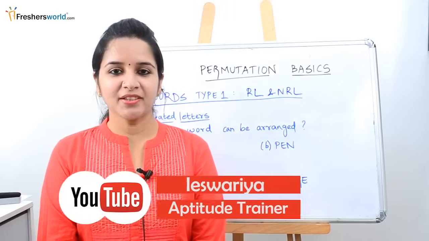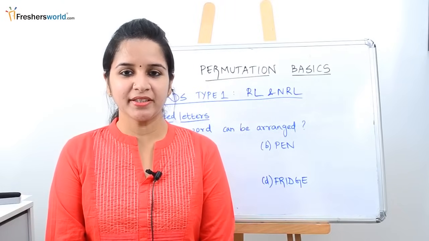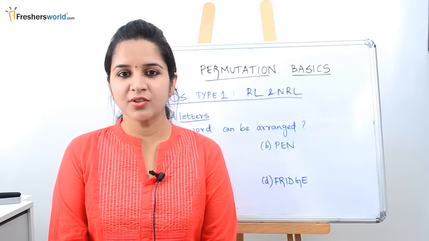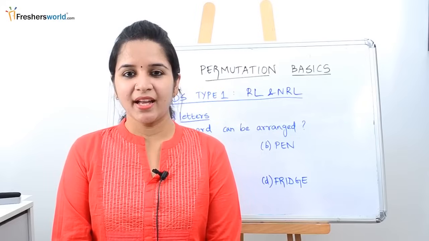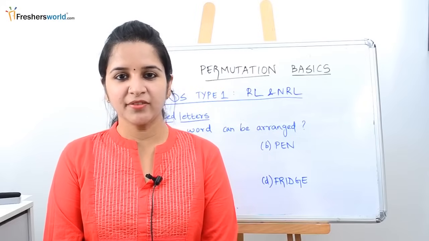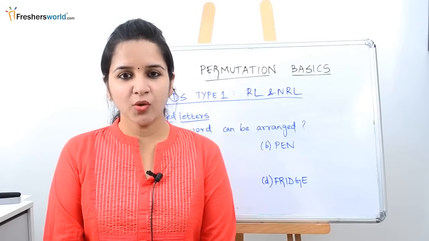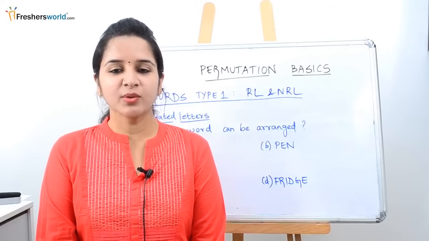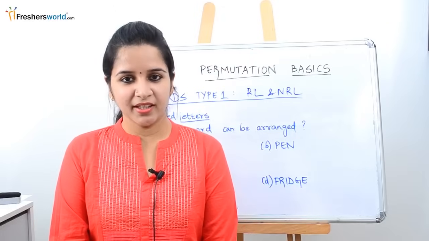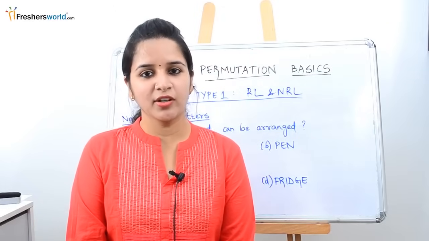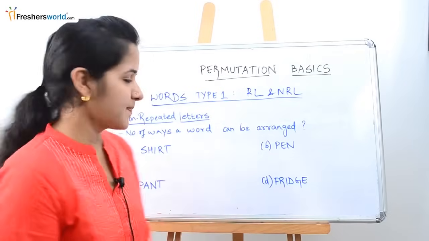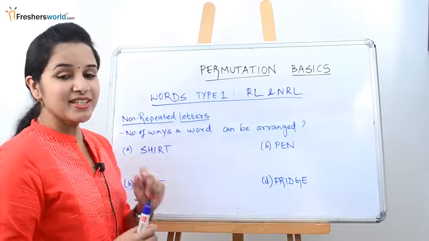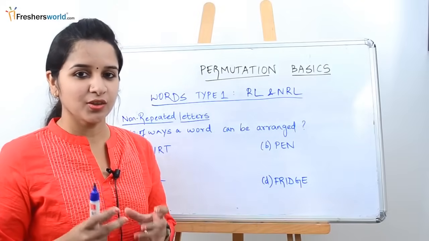Today, the topic that we are going to deal with is the non-repeated and repeated letters of the permutation topic. Earlier, we discussed the basic permutation topic as well as the number types of problems in permutation. Now we are going to another type of problem in permutation, which is dealing with words. The first type is repeated letters and non-repeated letters. Let's get started. The first type is non-repeated letters. Let's deal with some examples to understand the concept better.